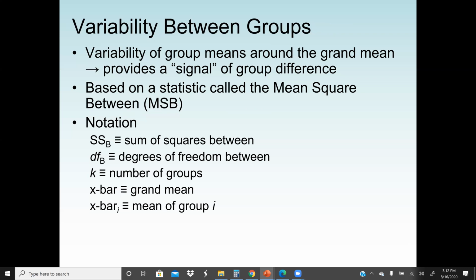MSB. So in the notation we have SSB, which is the sum of squares between. Then we have DFB. We know DF is degrees of freedom, but this time degrees of freedom between 2 or more groups. Then k will be the number of groups. x-bar is our grand mean. Then we have x-bar 1, x-bar 2, etc., which are the group means. So if I have 3 groups, I can have x-bar 1, x-bar 2, x-bar 3 for all the 3 groups.